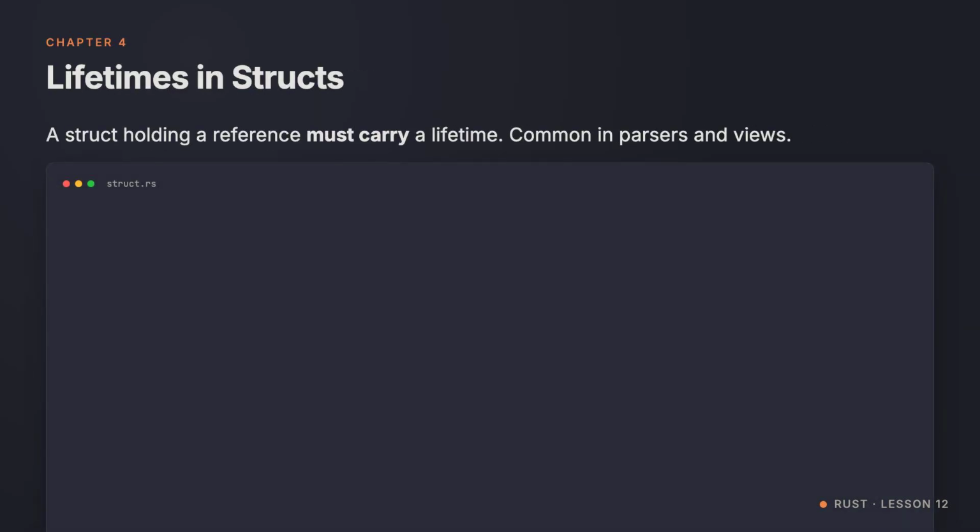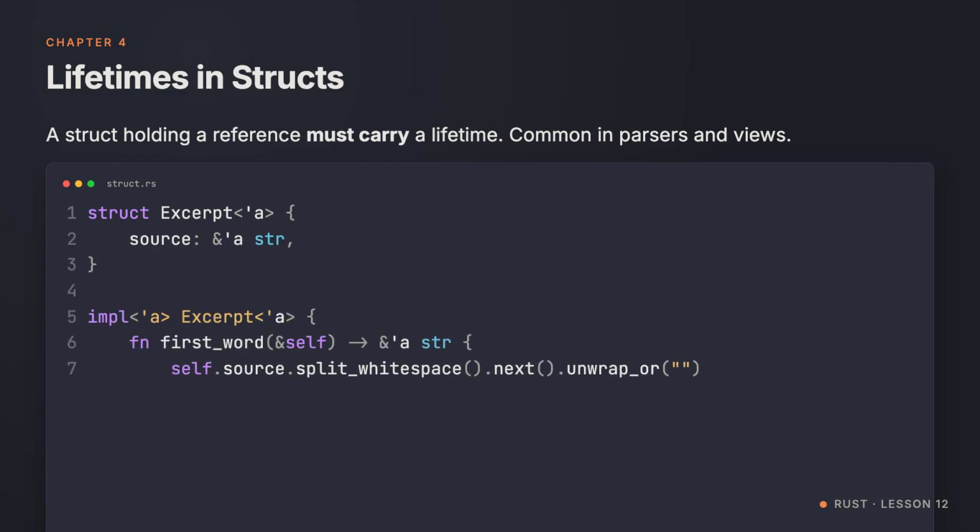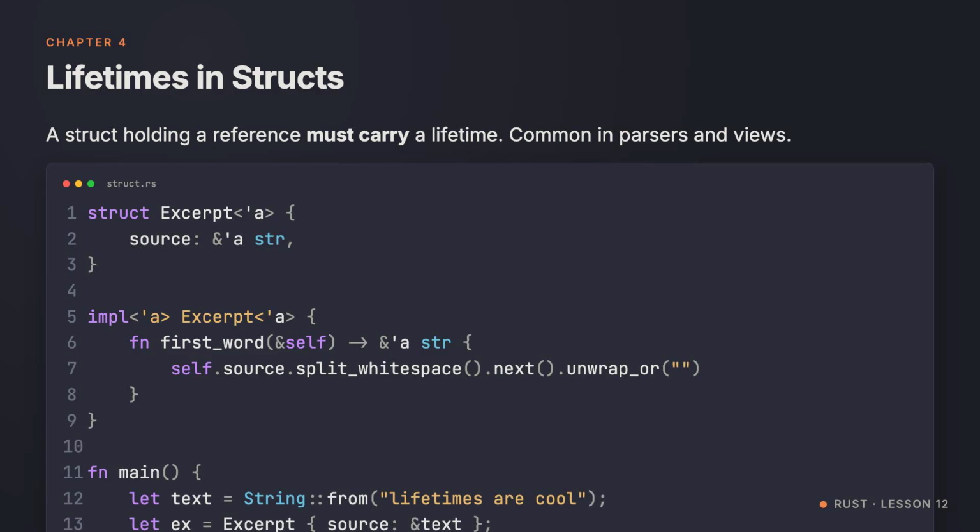Structs can hold references too, but because a reference is only valid for some scope, a struct holding one must also carry a lifetime parameter. The lifetime is declared on the struct, right after the struct name in angle brackets, and then each reference field borrows from it. The syntax looks a lot like generic type parameters, because lifetimes are, in a sense, just another kind of parameter. In the example, we define Excerpt with a single field, source, a string slice with lifetime 'a. Any instance of Excerpt lives at most as long as the string it borrows from. If you try to hold on to the excerpt after the source string is gone, the compiler catches it.